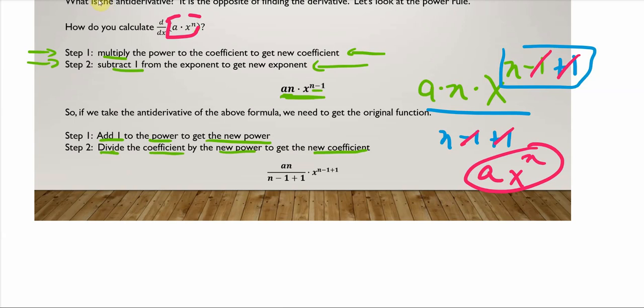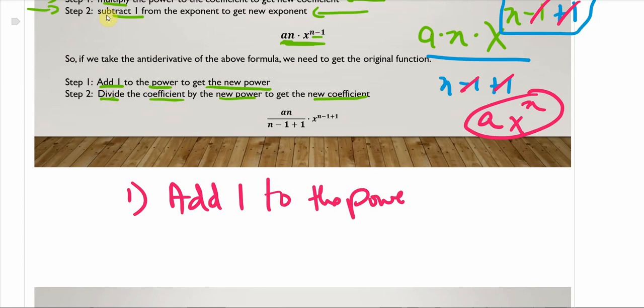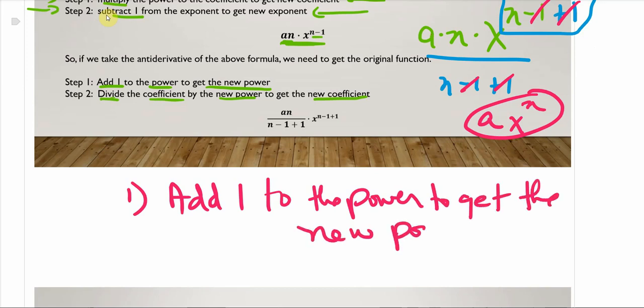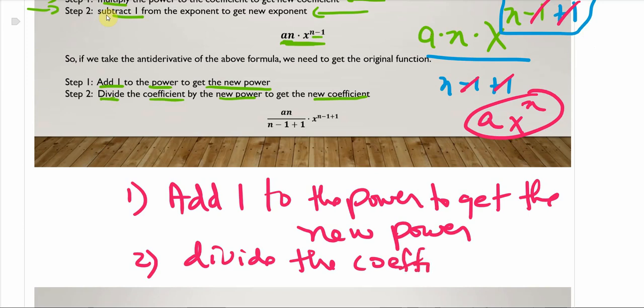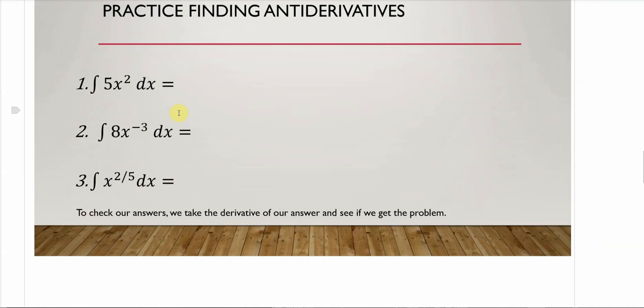Okay, so what are the rules? All right, let me restate it again. Add 1 to the power to get the new power. All right, and then finally, step 2, divide the coefficient. You're going to divide the coefficient by the new power to get the new coefficient. Okay? Alrighty, so let's look at some of these examples here.